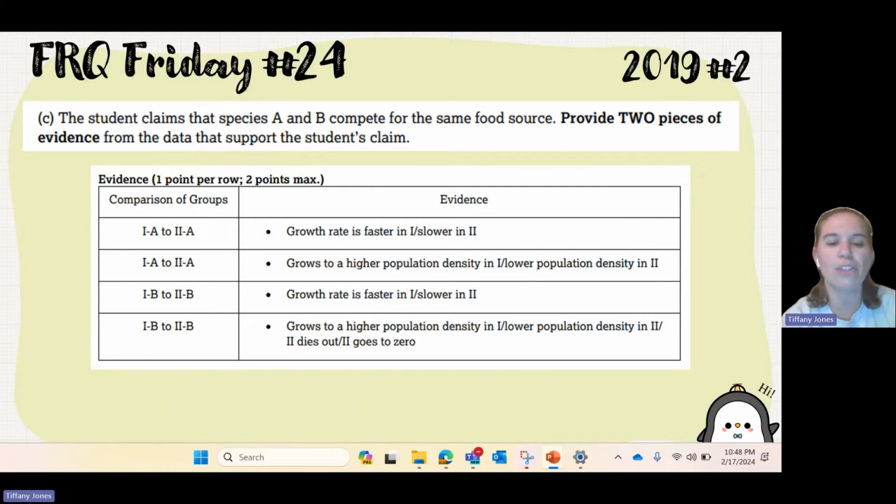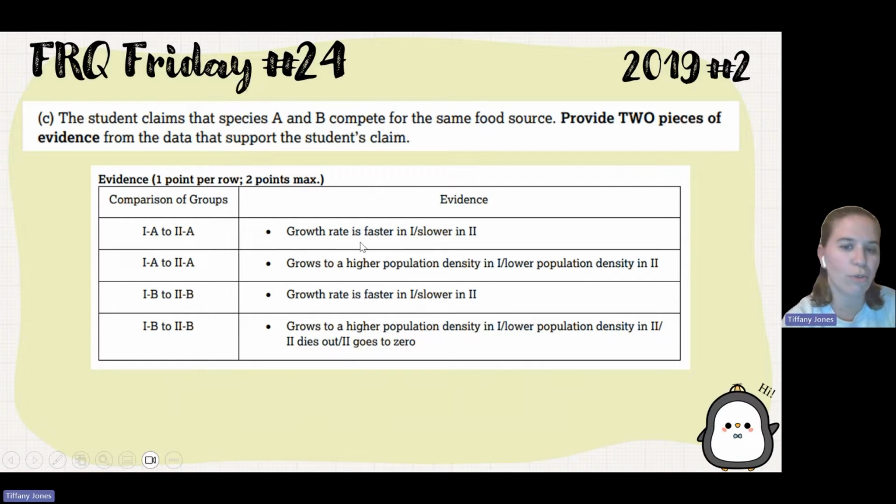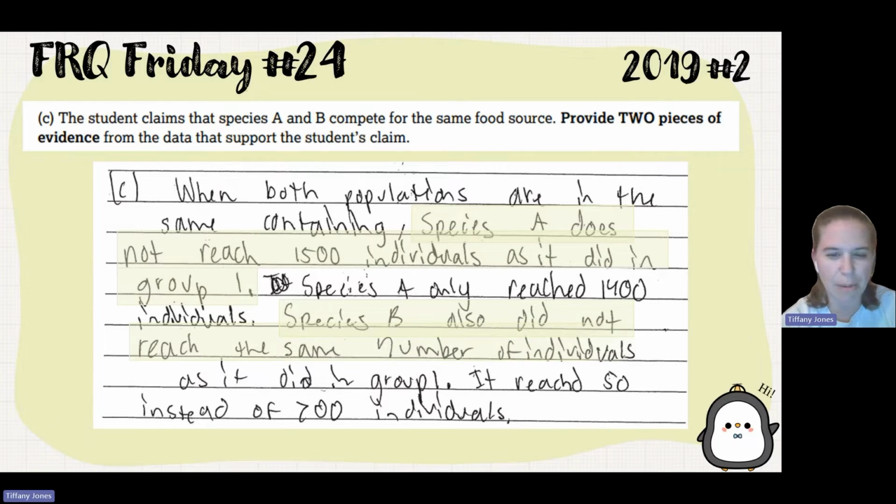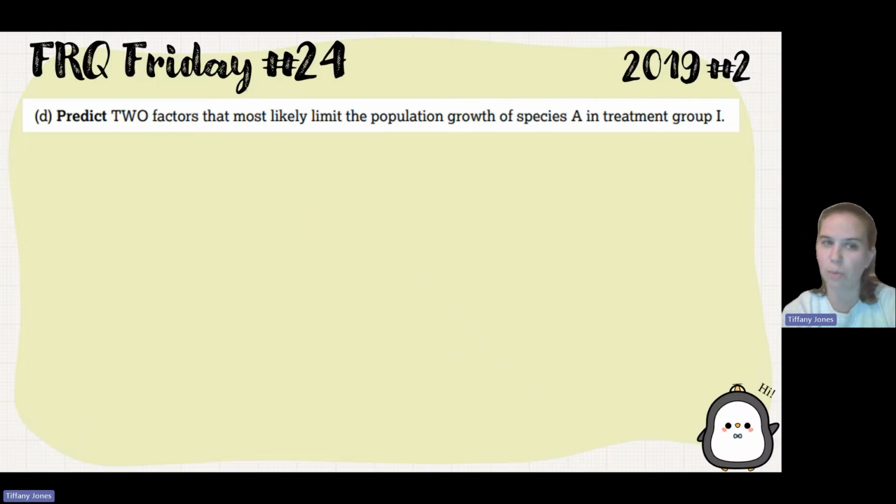And so here are the different answers you could have put on here. You could have talked about the growth rate being faster in 1 and slower in 2, or that we grow to a higher population density in 1, or a lower population density in 2. Okay. So the student said, when both populations are in the same container, species A does not reach 1,500 individuals as it did in group 1. Species A only reached 1,400 individuals. Species B also did not reach the same number of individuals as it did in group 1. It reached 50 instead of 700 individuals.